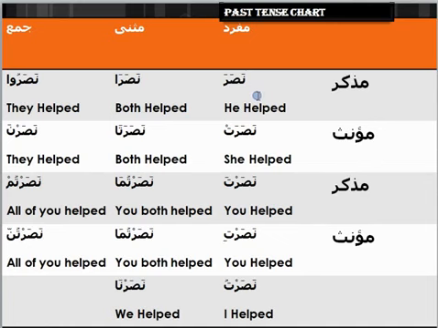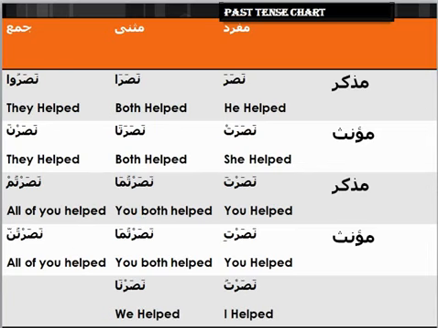Which one do I start with? Dakhala, dakhalu, dakhalat, dakhalata, dakhalna, fataha, daraba. There are a lot of fa'il, so it will follow the same pattern in the past tense, almost all of them. Always there are exceptions, but with this chart you can do almost 80% or 90% of them.